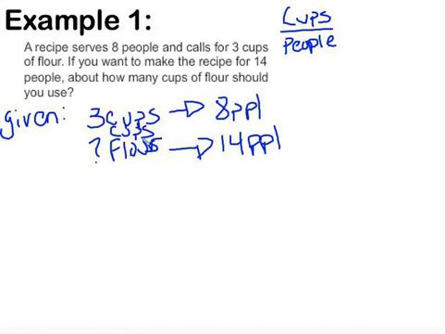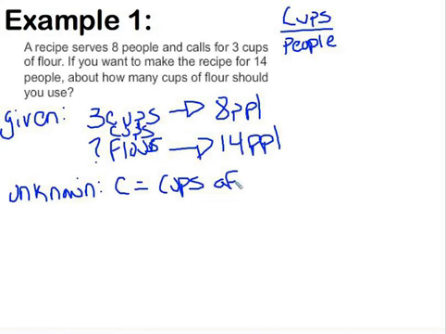So in this case, we have an unknown value. And that unknown value I'm going to represent with a variable, let's call it C, is going to be equal to the cups of flour for 14 people.